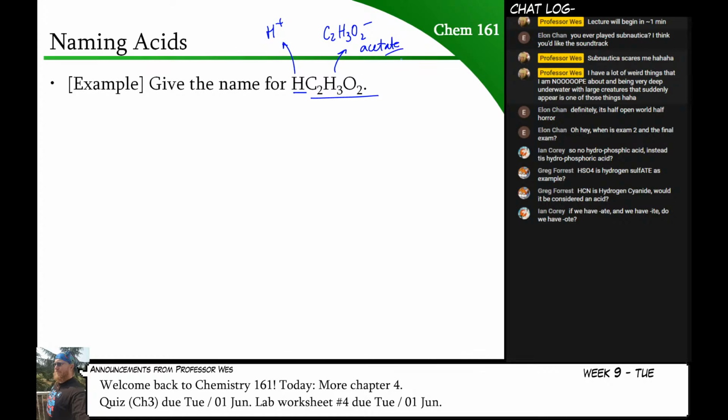Now, acetate ends in ate, so what we're going to do is get rid of the ate, and we're going to put ic acid on there. And so we should get acetic acid, or how we would pronounce it, acetic acid. And it is vinegar, yes, very good.